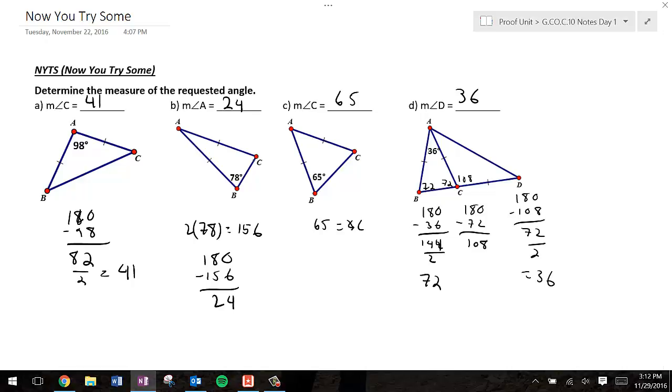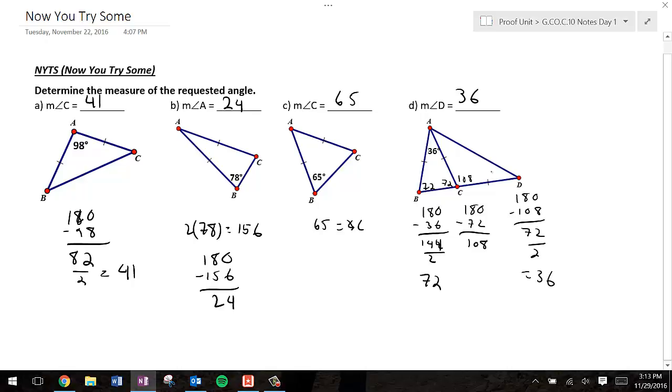In C, they gave us a base angle and they wanted the other base angle, so that was a quick and easy one. And in letter D, we had to do probably the longest process you'll do with one of these. We took the vertex angle and subtracted from 180, got the total of the base angles and cut it in half and got 72 as our base angle. I then had to find angle ACD, which was 180 minus my interior angle, 72, to get that 108. Then I had to subtract 108 from 180 to get the two base angles, A and D, in our right-hand triangle, and then cut that in half and got 36 for my total.